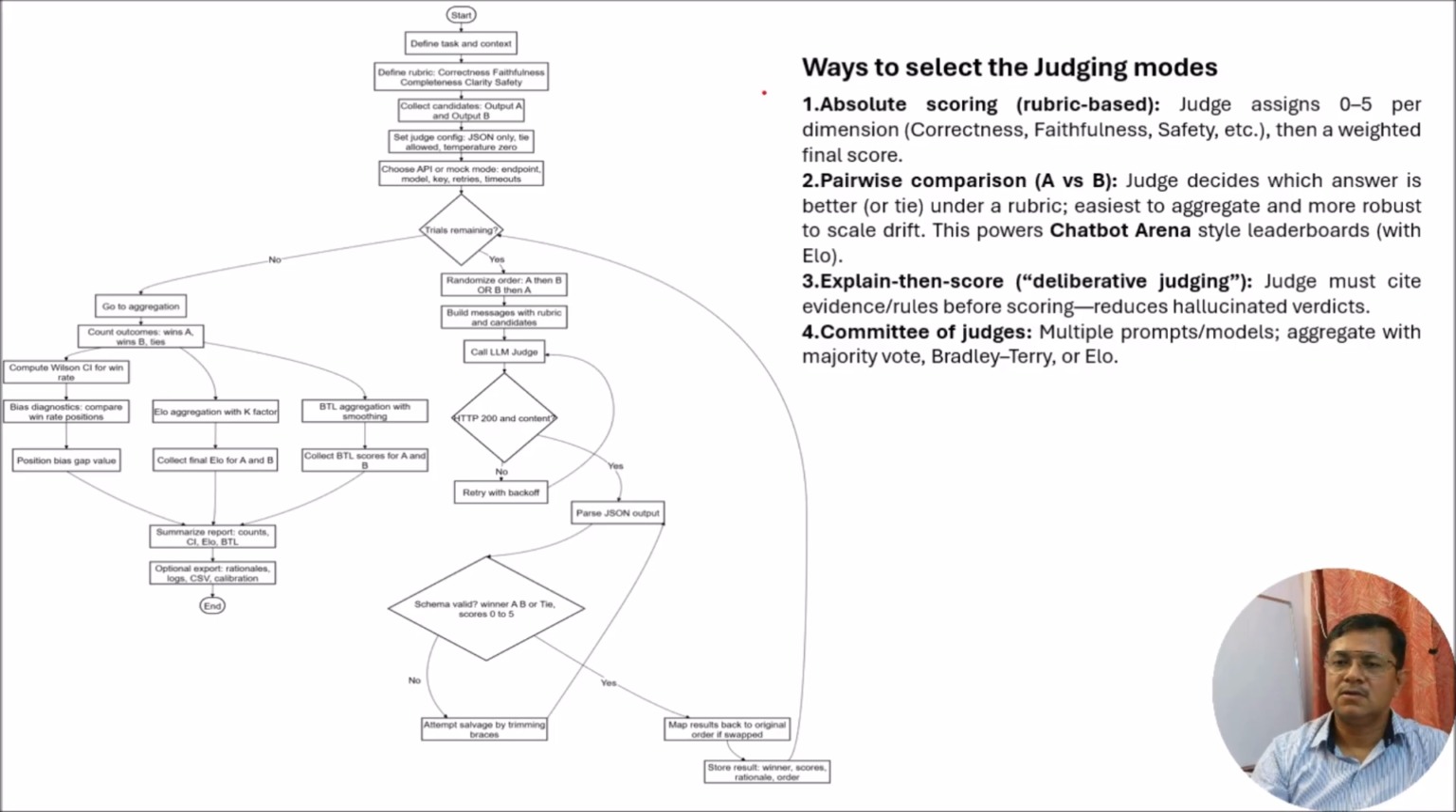Now, to evaluate open text by using LLM as a judge, the major role is how we utilize LLM for different types of judging modes. This is very important. So first part is absolute scoring, that is rubric based. Rubric means a set of criteria that we utilize in evaluating our targeted text. It may be like correctness, faithfulness, safety, etc.